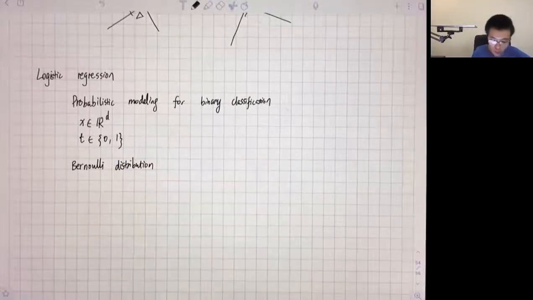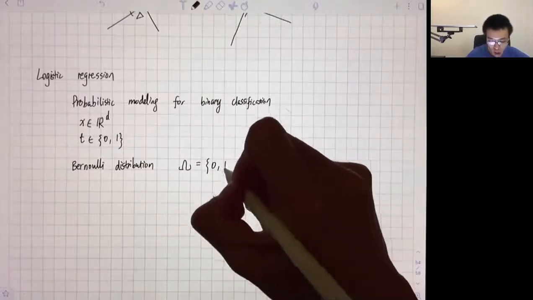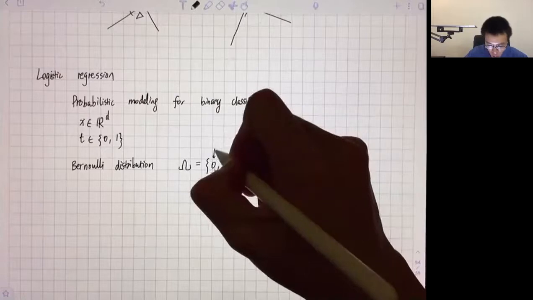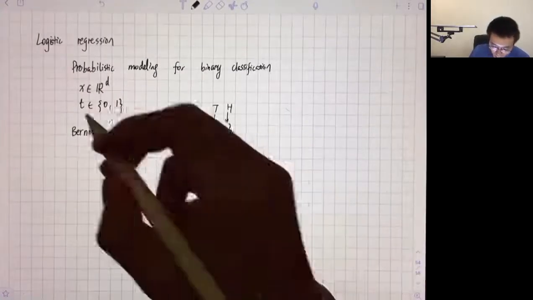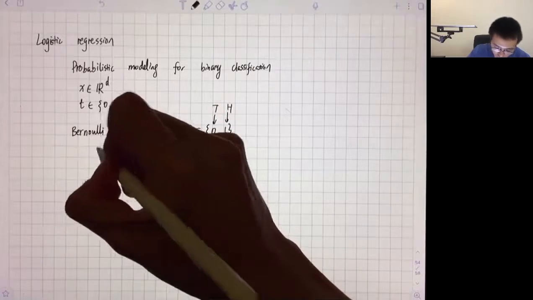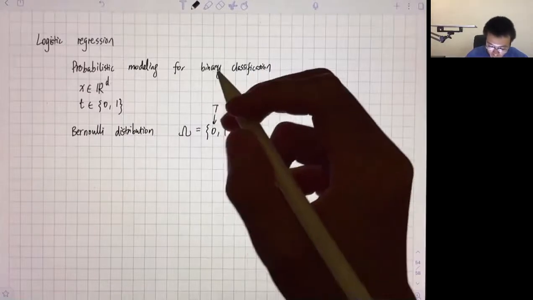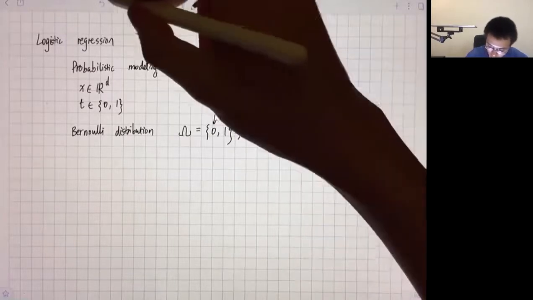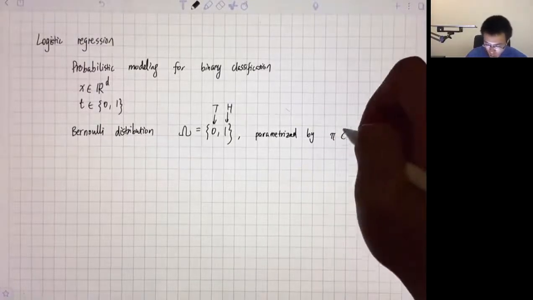A Bernoulli distribution says my event space is either 0 or 1. So you toss a coin, it can be either head or tail, but I map, for example, head to 1 and tail to 0, then the output is either 0 or 1. A Bernoulli distribution is parameterized by a single number pi, a real number.